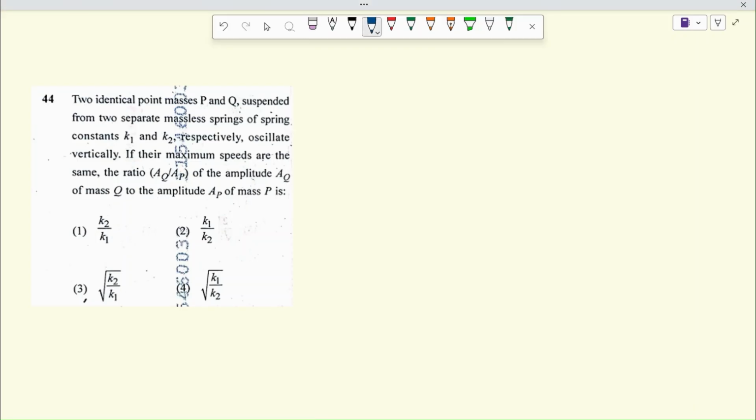Okay, 44. Two identical point masses, which means both masses are same, P and Q, suspended from two separate massless springs of spring constants K1 and K2, oscillate vertically. Maximum speeds are given as same and the amplitudes are AQ, AP, the ratio. Maximum speeds are given, so you know maximum speed is equal to A omega. So here AP omega P is equal to AQ omega Q. And what is asked? AQ by AP.